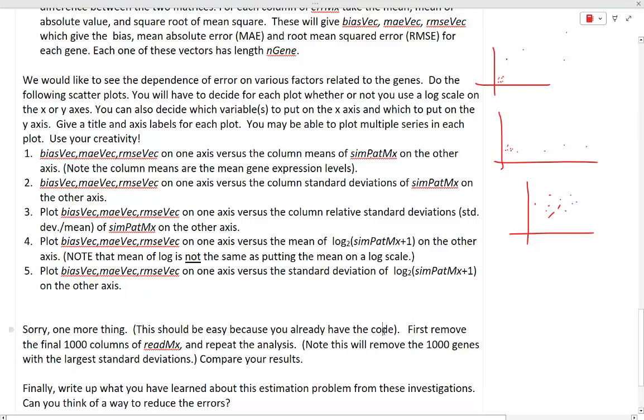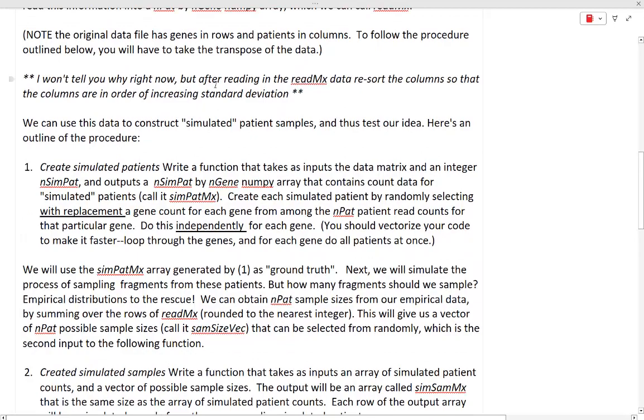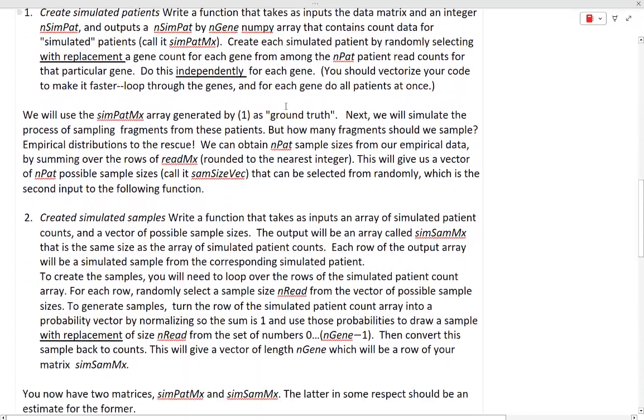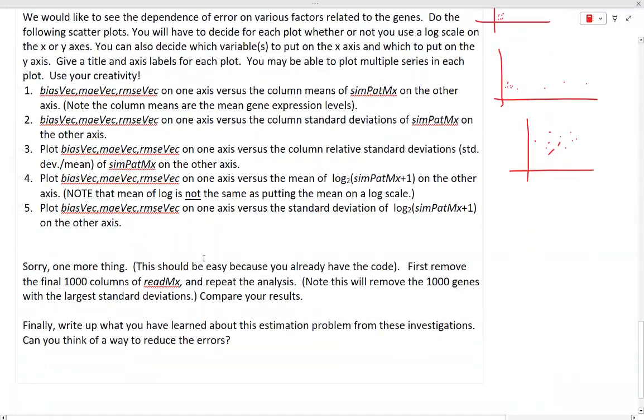Let's see if we can do something to reduce the errors. Now, I asked you way up here to sort the columns in order of increasing standard deviation. And the idea is that the genes that are highly variable mess up the other genes. So we can see if we can remove those genes and do the same analysis and see if we get less error. Okay. So remove the final 1,000 columns of read matrix and repeat the entire analysis. So you just copy your code and do the entire code with a different read matrix and compare your results.